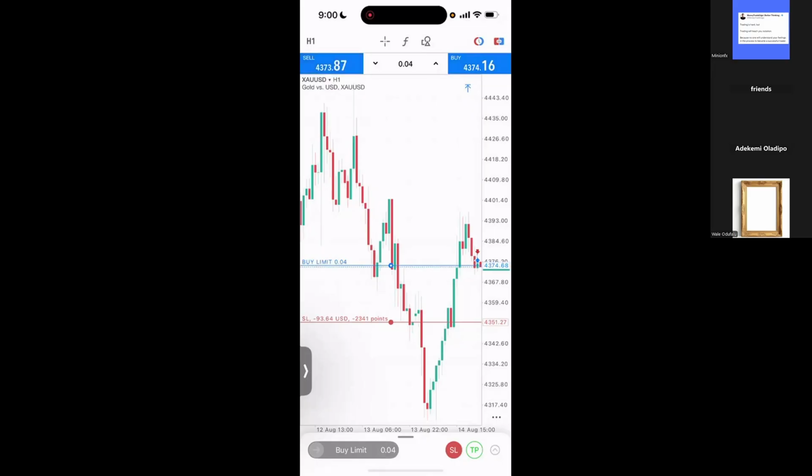I have a question. Yeah, shoot. How did we set the stop loss to 4351.27? I'm the one giving her the stop loss. She's taking the trade based on a signal I'm giving her. She's not taking the trade based on her own analysis. I'm telling her, "Adekemi, look, buy now. This is the stop loss, 4351."